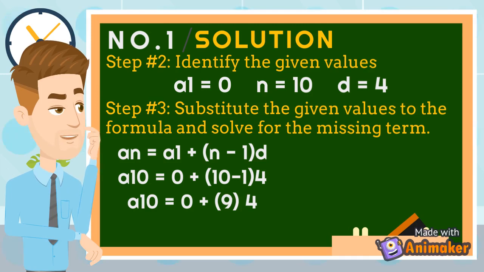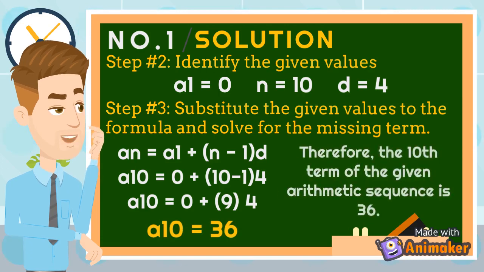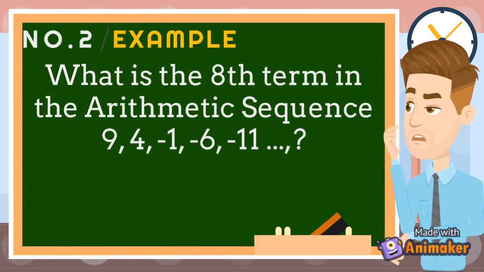Next, we will multiply 9 by 4. And finally, our answer for this problem is a sub 10 is equal to 36. Therefore, the 10th term of the given arithmetic sequence is 36. Is it understood? I hope it's yes. Let's proceed to our second example.